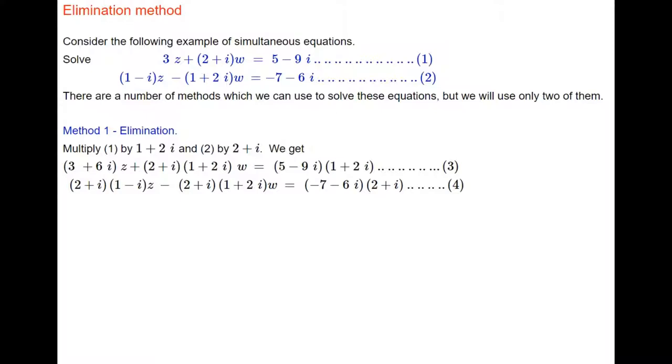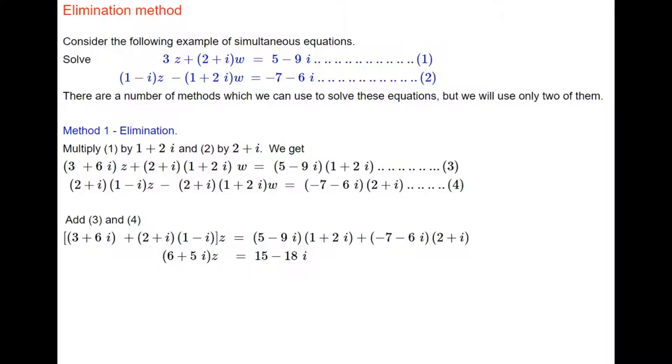So we multiply equation 1 by 1 + 2i and equation 2 by 2 + i. And then we'll get equation 3 and equation 4. Now I want you to look very carefully at equation 3 and equation 4. Make sure you understand where they come from. And then we add equation 3 and equation 4, and that will eliminate the term with the w. So we'll get an equation entirely in z.